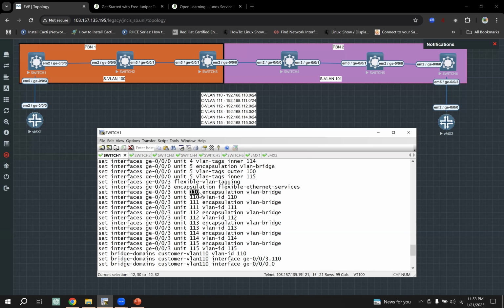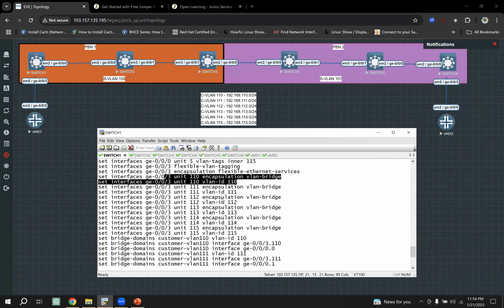So here the VLAN ID is 110. You just add the encapsulation VLAN bridge. The VLAN ID is 110. If this customer forwards any frame carrying VLAN ID 110, this interface can receive it.